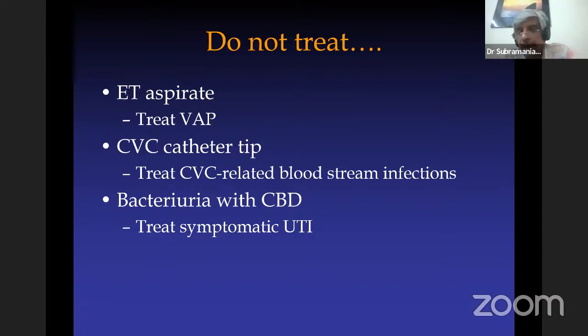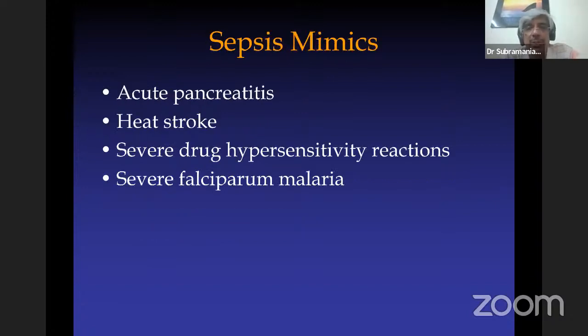some other place. And again, once you have a Foley in, no urine is going to remain sterile. It will grow some bacteria or the other. It doesn't mean anything. Unless they have a clinically symptomatic urinary tract infection, you do not treat cultures.